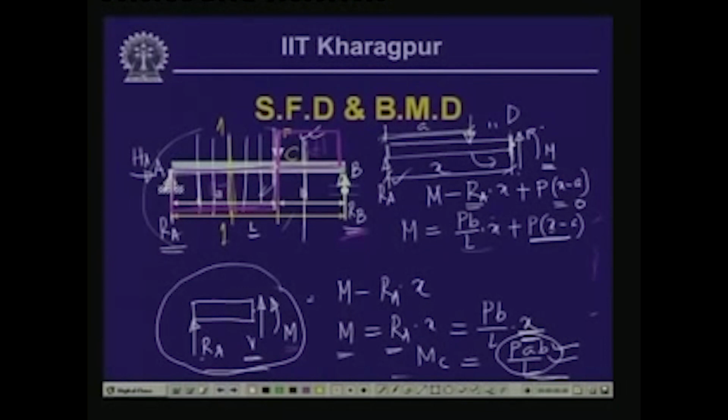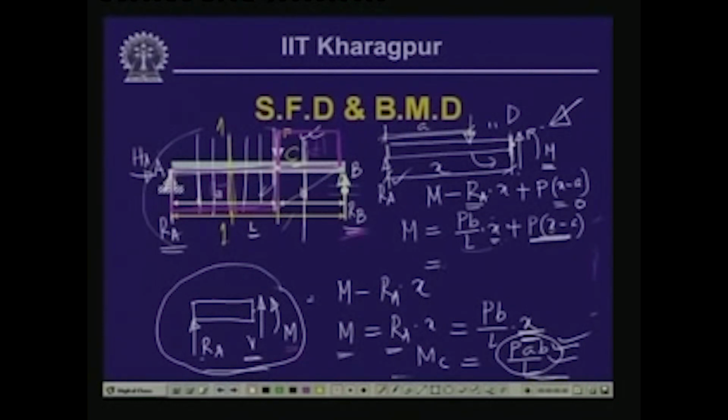Now, the expression which we have obtained from this point to this point, from this particular free body diagram, we find that the bending moment at this particular point C, substituting the value of x as equal to A, gives us the value of PAB by L. Now, what happens between these, since there are no loads?